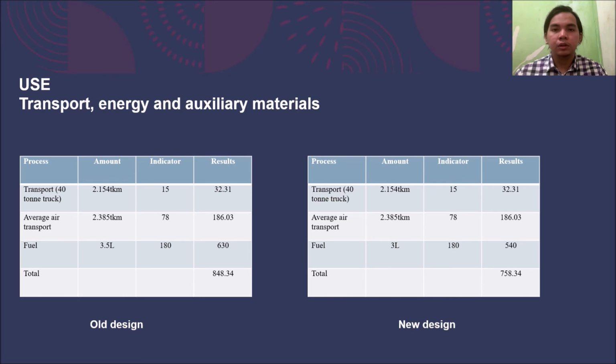Secondly, for the use phase in the eco indicator, the old design result that we get is 848.34, and for the new design we get 758.34. The difference is in the usage of fuel, because since we redesigned the part with a more efficient design, we can reduce the fuel consumption of the engine. Thus, it can also reduce the emission of carbon dioxide to the environment.